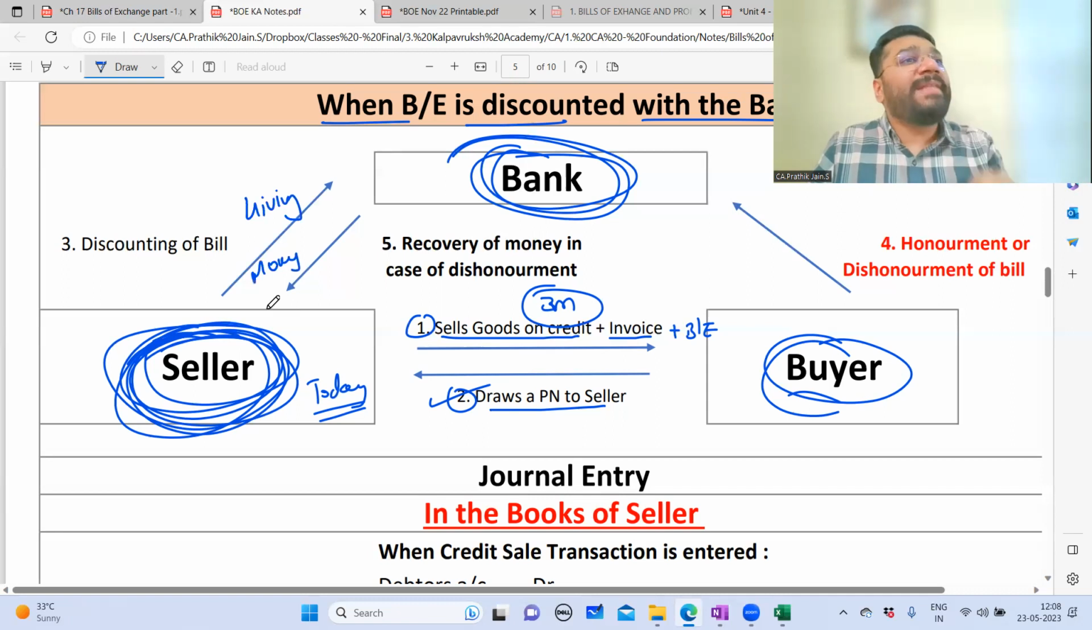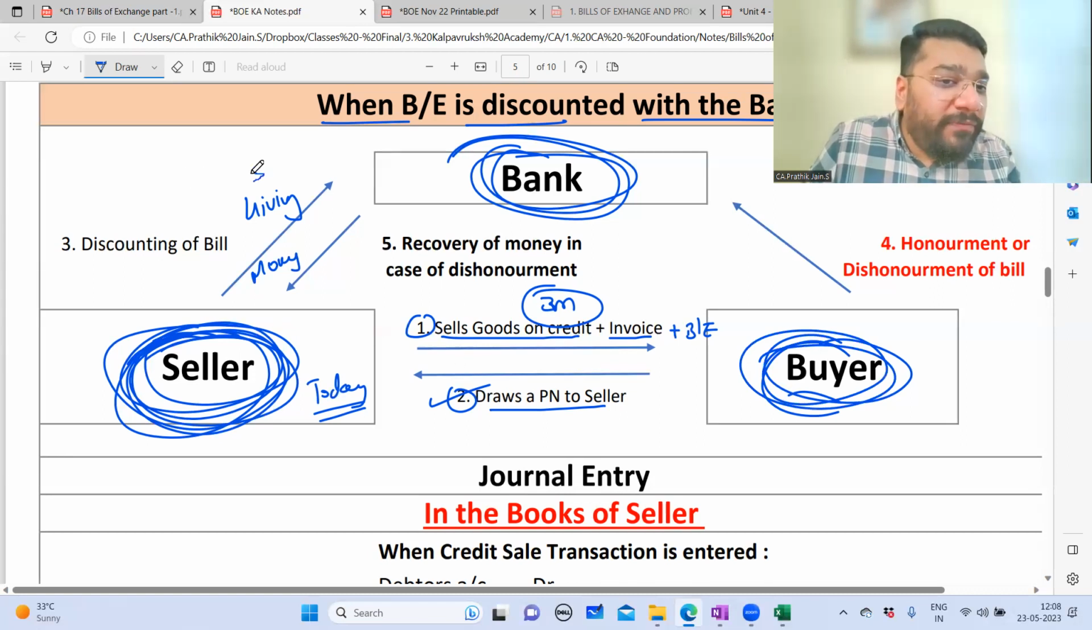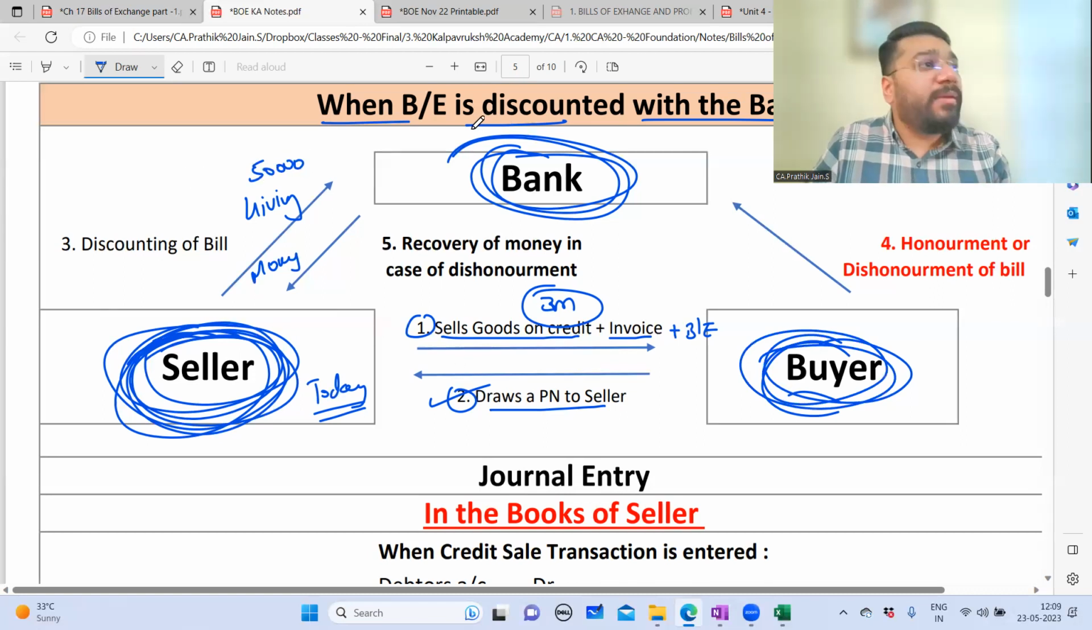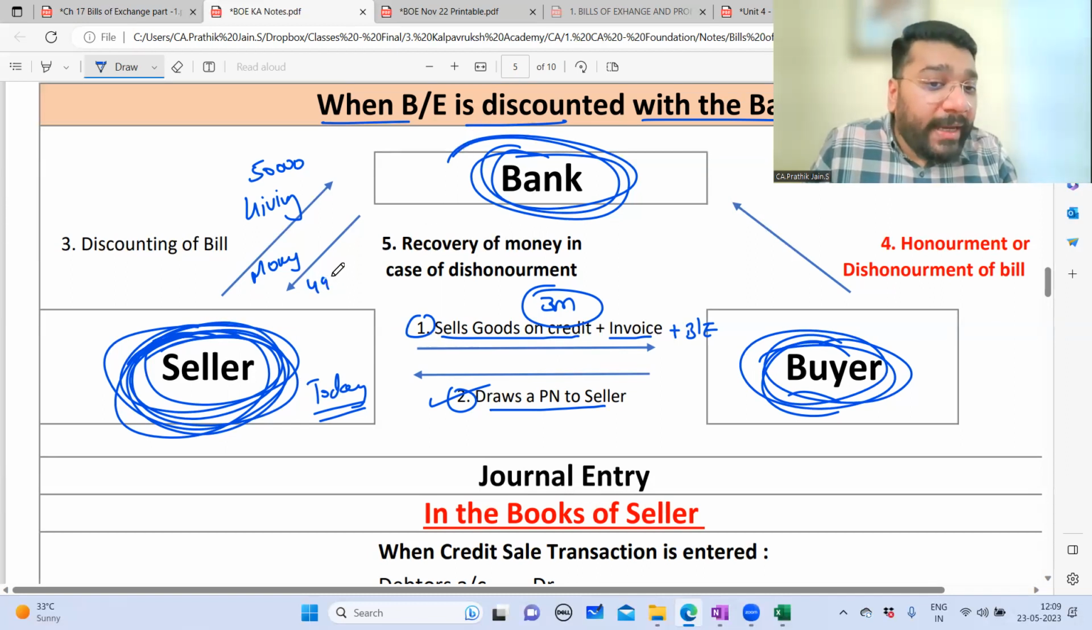So let's suppose the transaction is for 50,000 rupees. The bill that the buyer has to pay is for 50,000 rupees. So a bill worth 50,000 is given to the banker. And will the banker give you the full 50,000 rupees? The answer is no. The banker will give you 49,900.